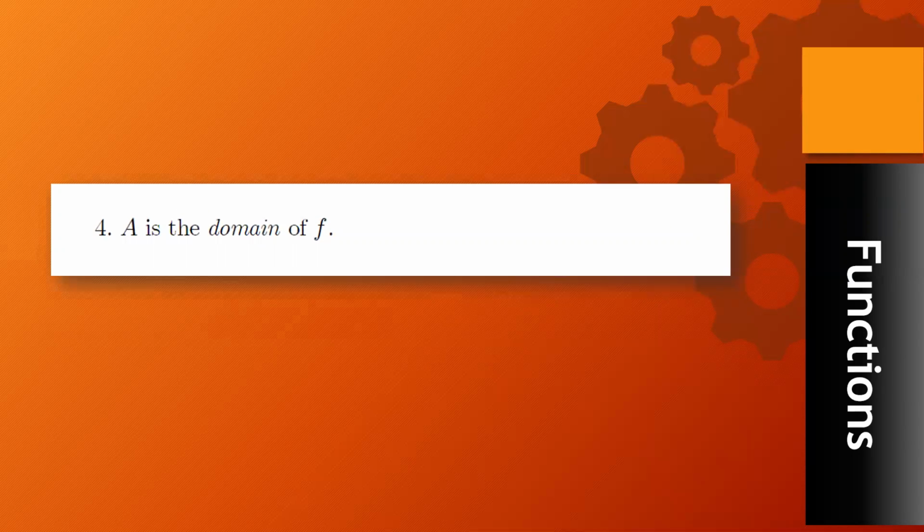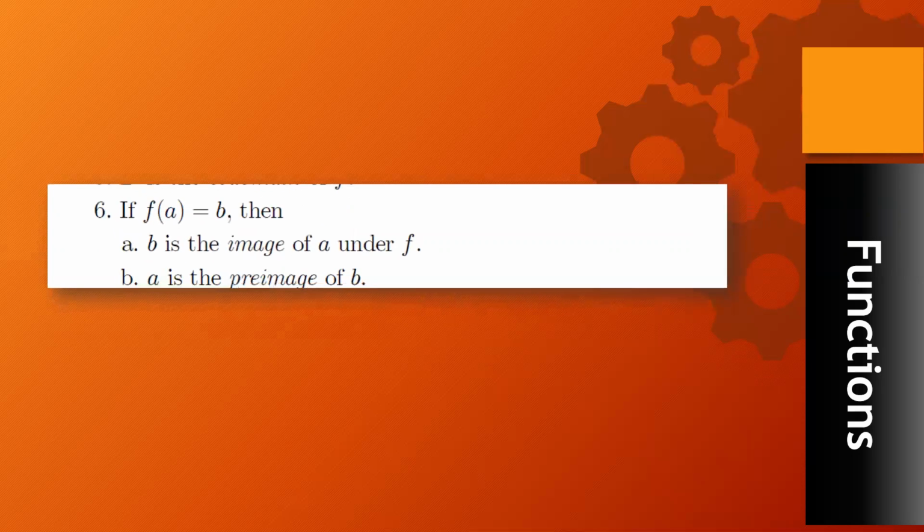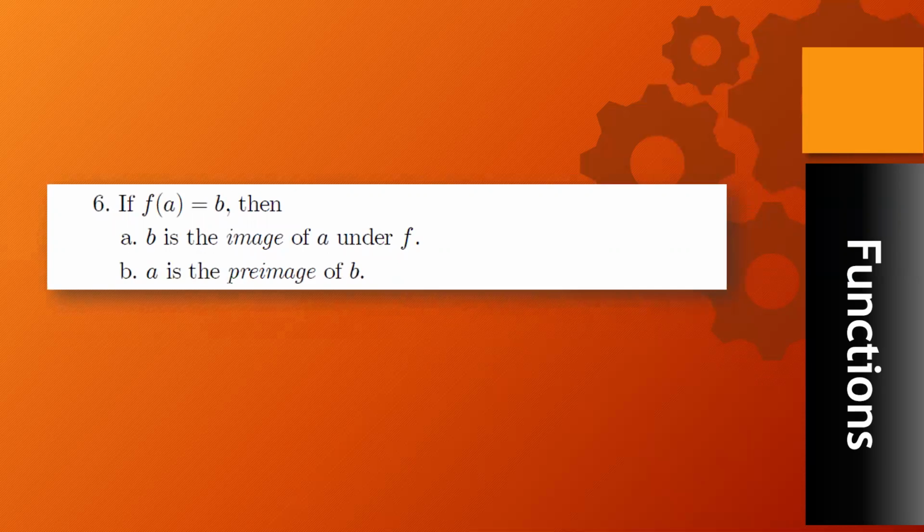A is the domain of f. B is the codomain of f. And I know what you're thinking already. Why is it not called the range? We're going to get there. You'll see the difference. If f of A equals B, then B is called the image of A under f, and A is the pre-image of B.